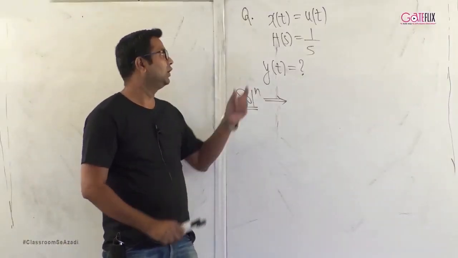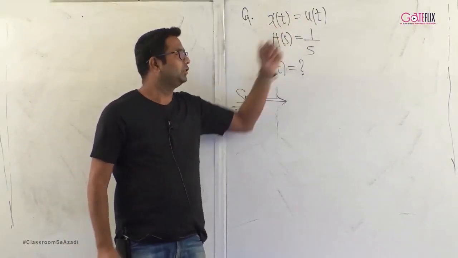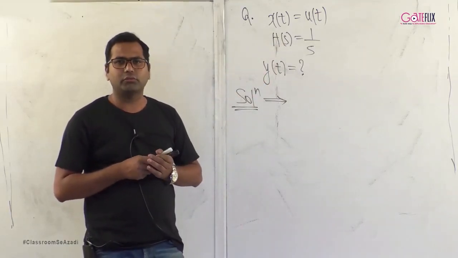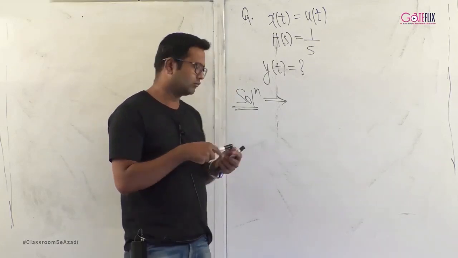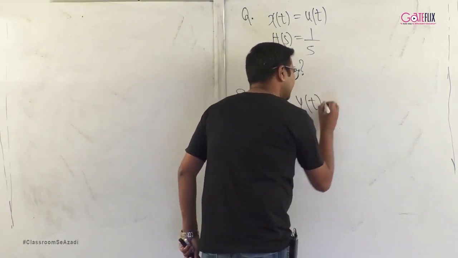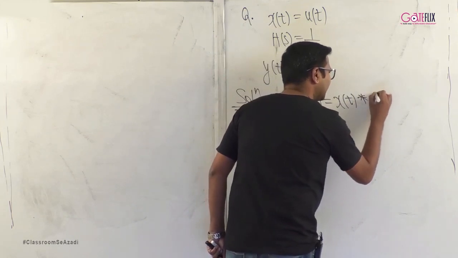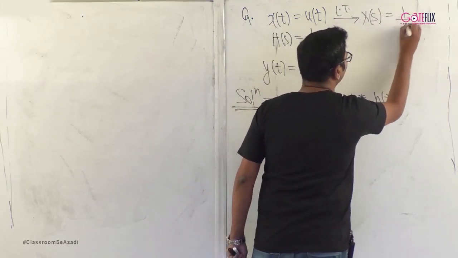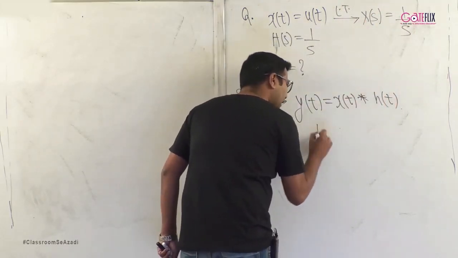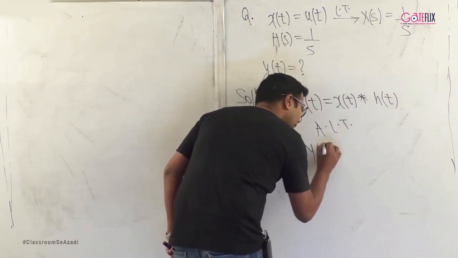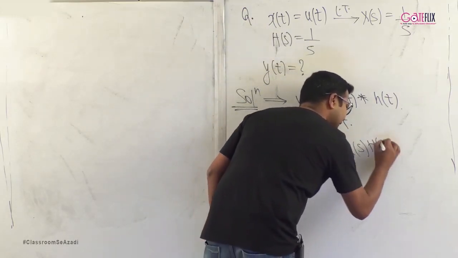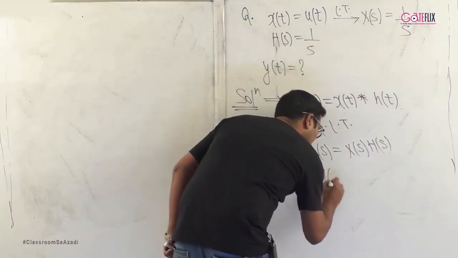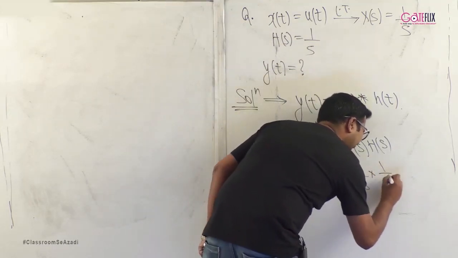In the next question, the input x of t is given as unit step u of t, and the transfer function capital H of s is given as 1 by s. We have to find the output y of t. We know that y of t is x of t convolution with h of t. In this case, the Laplace transform of input capital X of s will be equal to 1 by s. Therefore, if we apply the Laplace transform, Y of s will be equal to X of s multiplied by H of s. Therefore, if you substitute the value of X of s and H of s, Y of s will become 1 by s multiplied by 1 by s.